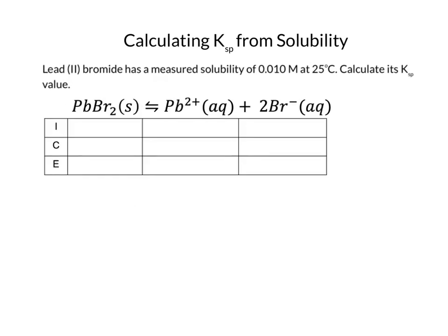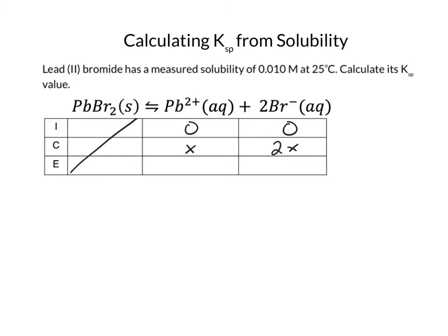This is another example calculating Ksp from solubility, but slightly different. So lead 2 bromide has a measured solubility of 0.010 molar at 25 degrees Celsius. Calculate its Ksp. Again, because that lead bromide is solid, don't care about that at all. So I'm starting with none of this original amount, but here my lead is X, okay, but my bromine is actually going to be 2X.